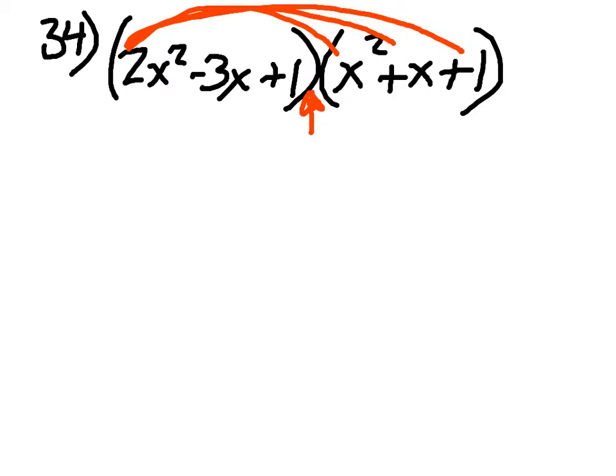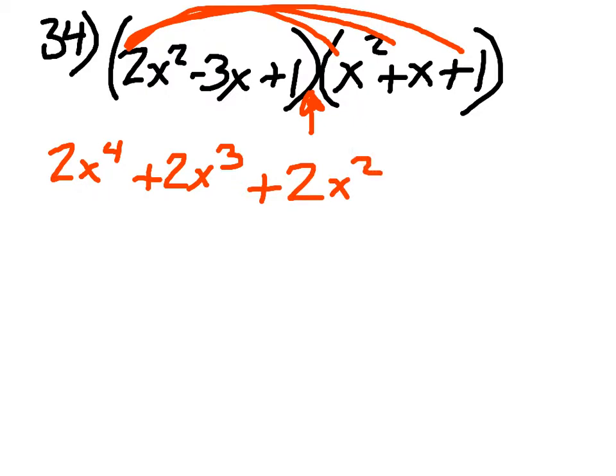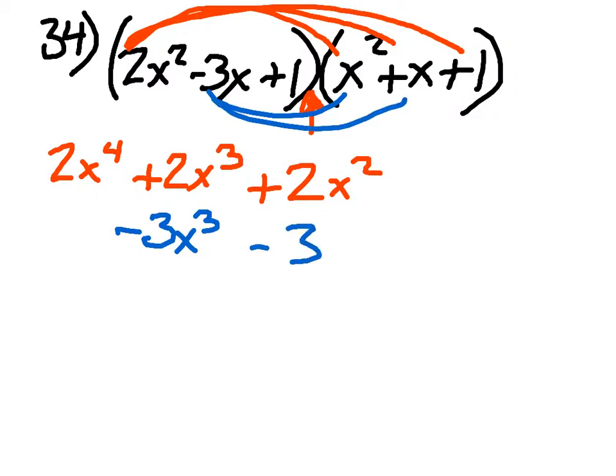I'll do this one color at a time. We get 2x to the 4th. Second product is going to be 2x to the 3rd. And the third product there is 2x squared times 1. Okay. Switch the color up. Let's see what we get with the middle one. Negative 3x times x squared. So that's negative 3x cubed. And we get negative 3x times x, so negative 3x squared. And finally negative 3x times 1, so minus 3x.